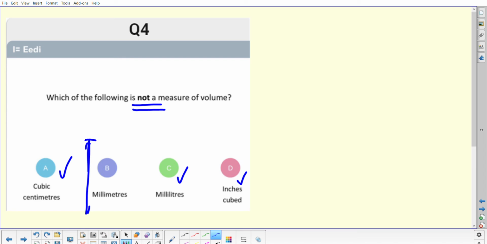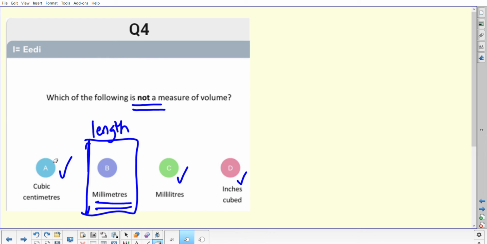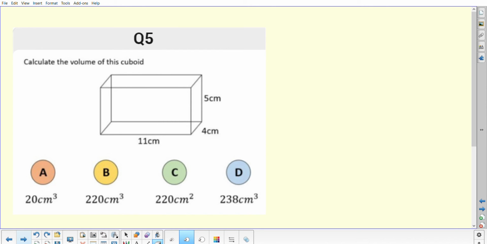However, millimetres is just a length unit. So that's the one that you should have gone for. So which of the following is not a measure of volume? Those ones are all volume units, so we're simply looking at the length one, so that should have been answer B. Sometimes you need to go through and look at things carefully when you do this.